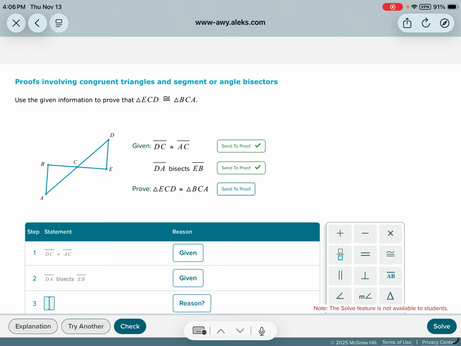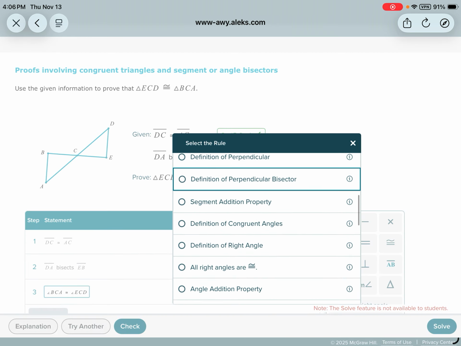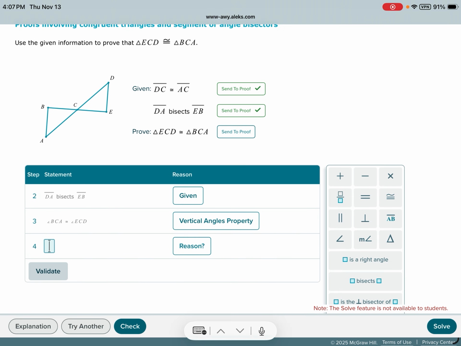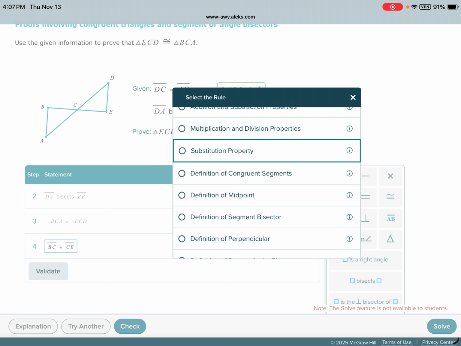Side, angle, side congruence. All right, I'm going to put in my vertical angles because they're easy. Everybody likes those. Angle BCA is congruent to angle ECD because of vertical angles. Did I pass it already? Nope, there we go. Validate. All right, now let's deal with those bisected ones. DA bisected EB. So that means now we've got BC, which is congruent to CE. And the reason is because of the definition of segment bisector.